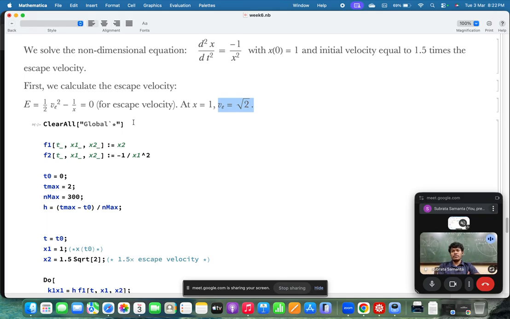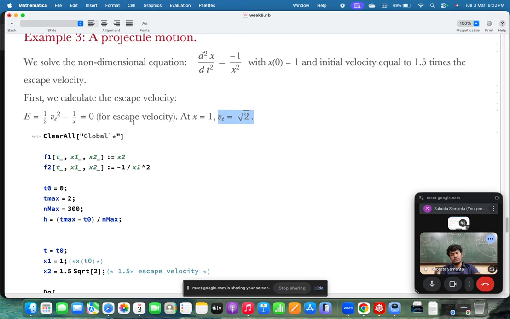Again, we define two functions here, f1 and f2. You can also use the matrix form to solve these equations, but here I do this explicitly. The first one: we can split this equation into two first order equations. The first one is f1, which is x2, and the second one is minus 1 over x squared. So x1 is the displacement and x2 is basically v.